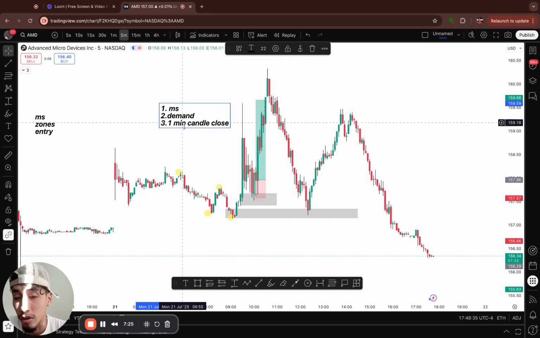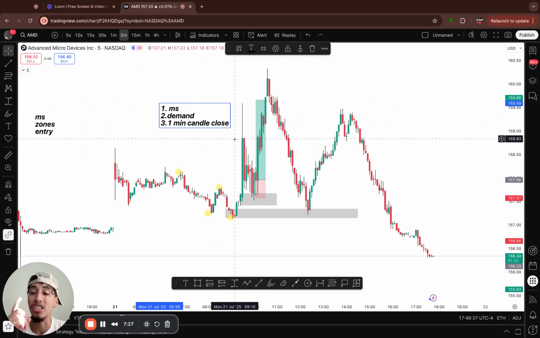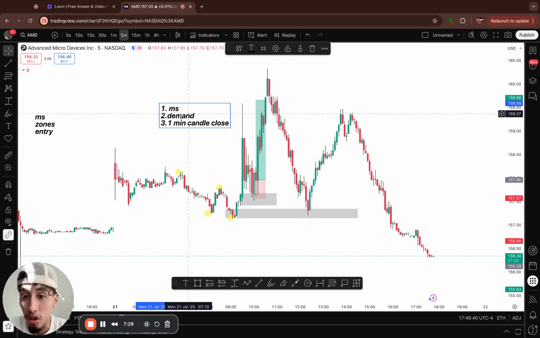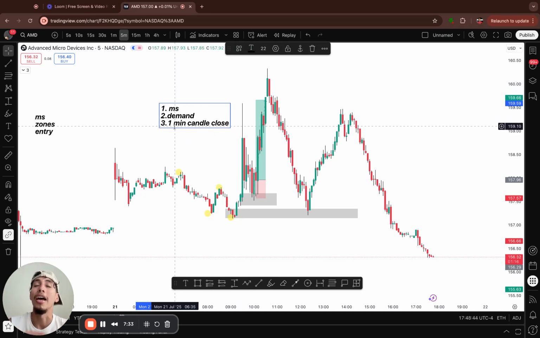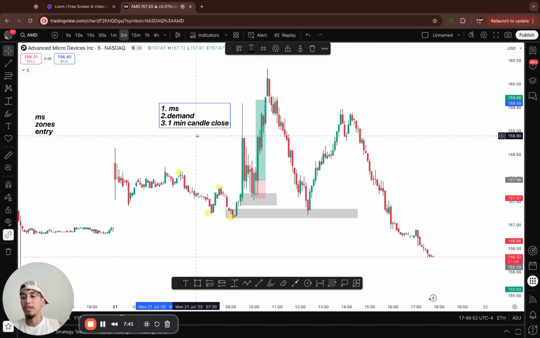Once I found out about this, I just stuck to one thing: trading market structure, supply and demand zones, and then a 1 minute candle close, and then an entry model, which is a confirmation candle close or a risk entry. That's all I literally use. And I've been doing so much better, so much more consistent.